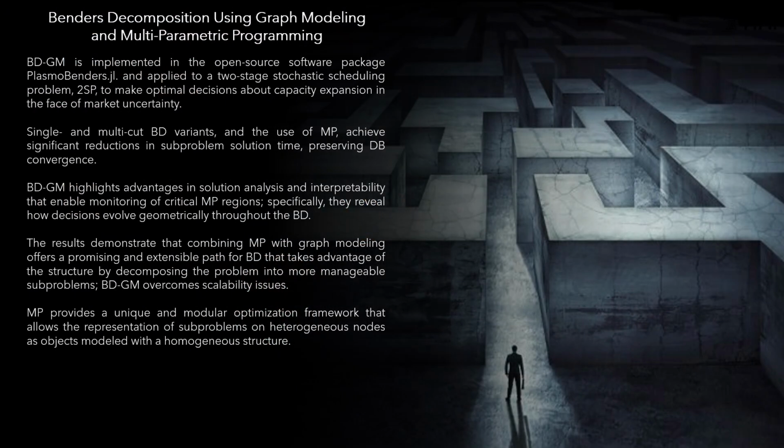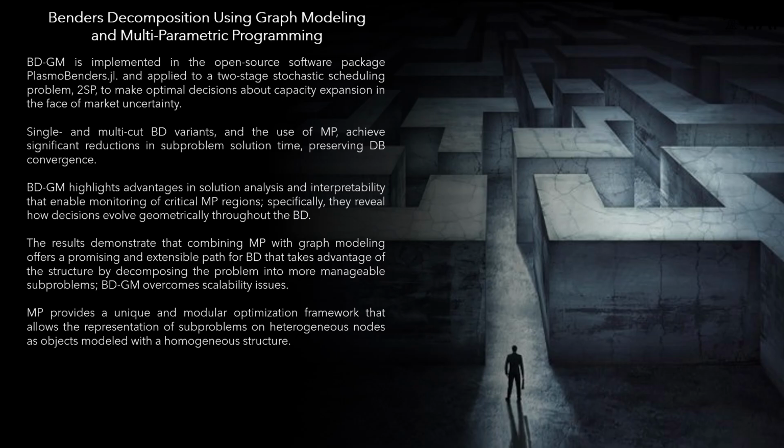BDGM is implemented in the open-source software package Plasmo Benders.jl. It is applied to a two-stage stochastic scheduling problem, 2SP, to make optimal decisions about capacity expansion in the face of market uncertainty. Single and multi-cut BD variants, and the use of MP surrogates, achieve significant reductions in subproblem resolution time, preserving BD convergence.